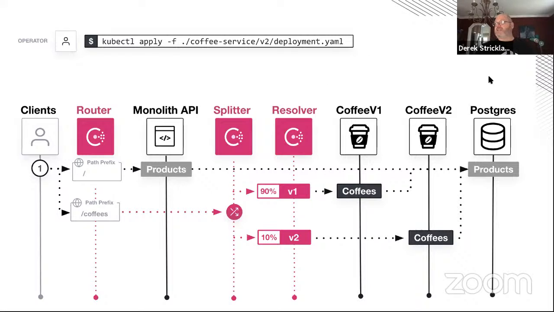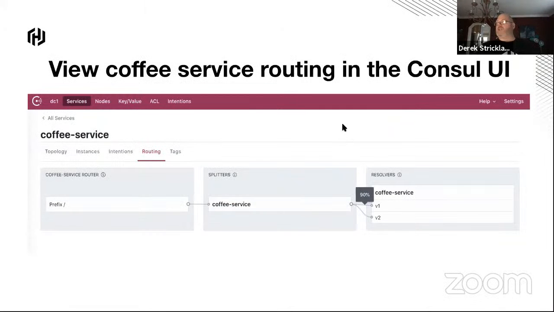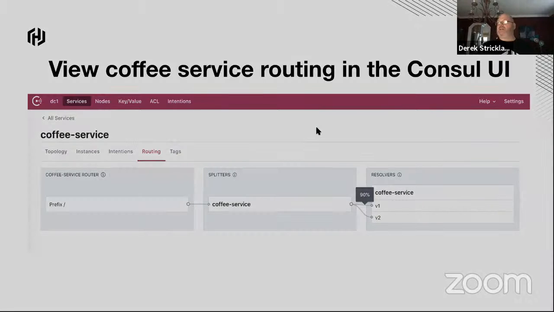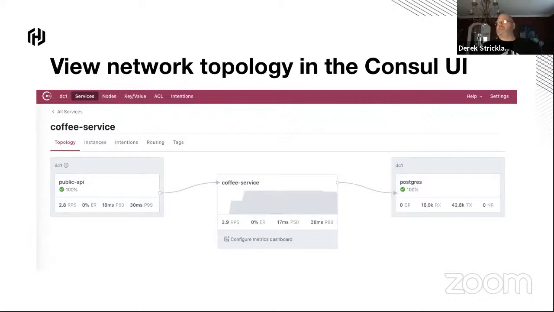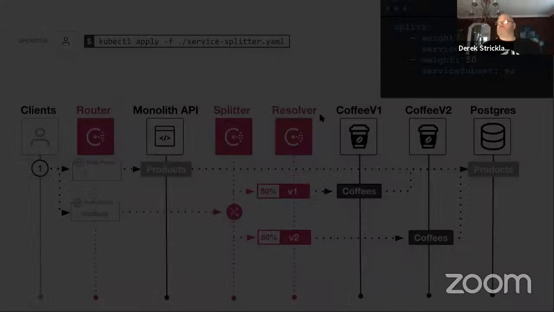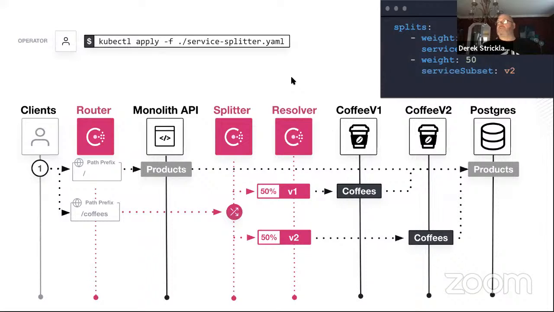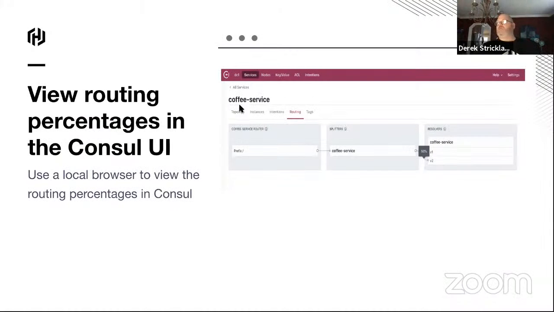So just to catch us up on the slide deck, our first deployment was a 90-10 split. That worked. We went and visualized that inside of the console UI, and we were able to hover over the little directional lines and see that that was actually applied and reflected in the UI. We looked at our network topology, and we saw that our traffic was still flowing through the coffee service itself. We looked at the routing tab. We applied our splitter. Then we updated our splitter to a 50-50 split, and that worked, right? And then we went to the UI and we looked at that, and there you go. It was a 50. We hovered over the graph and we saw that it was also a 50%.